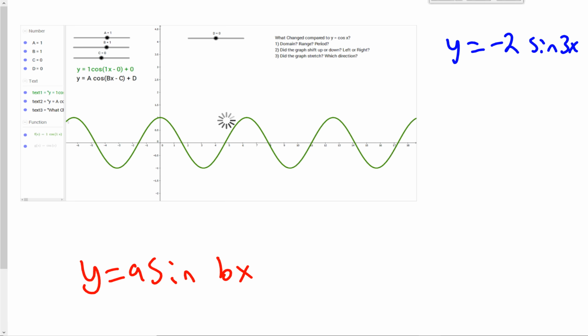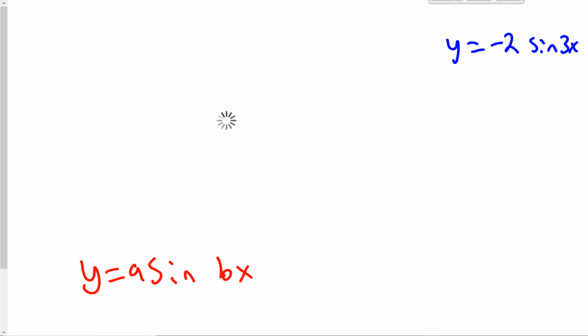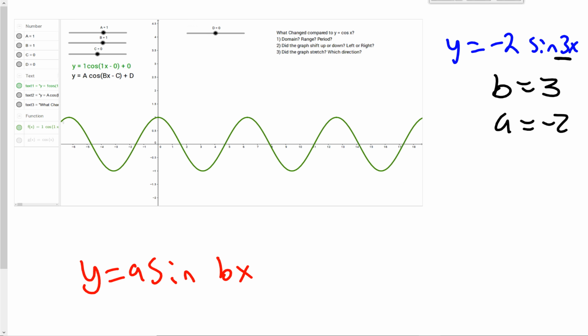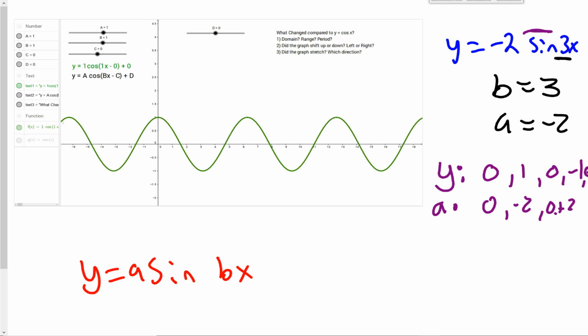Okay, let's look at another one. While this loads, let's go ahead and look at what our b is. Our b is 3. And then we have an a of -2. So that -2, that's going to affect our y value. So normal y values of sine, I like to do this. I say y values of sine are 0, 1, 0, -1, back to 0. And then all I do is just multiply by my a, which is -2, so that's still 0, that's -2, that's 0, that's +2, and that's still 0.